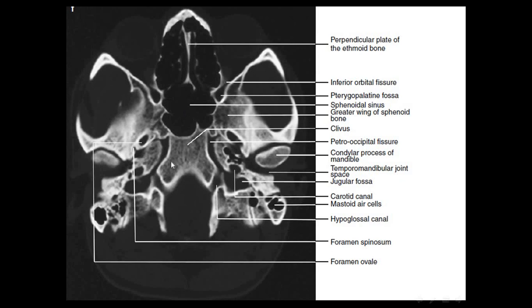This is the sphenoid sinus, and this is the clivus. This is petrooccipital fissure. This is the hypoglossal canal, which is the passageway for the hypoglossal nerve. This is the carotid canal, and this is the jugular foramen or jugular fossa. Foramen ovale, foramen spinosum.